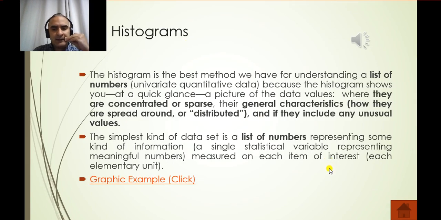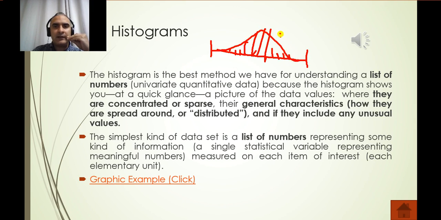We can see that a histogram is a list of numbers, right? We use univariate quantitative data because histograms show at a glance a picture of the data values. So we can see in a very easy way where the majority of the data concentrates. Let's say, for example, we have a data set with a lot of numbers here, here, here, here, here, here, right? So this is a normal distribution. We have our whole data set and we can see that the majority of the data is concentrating in the middle.